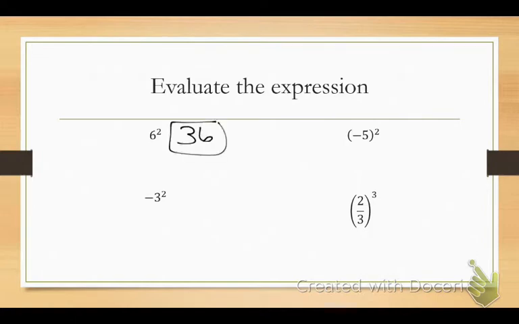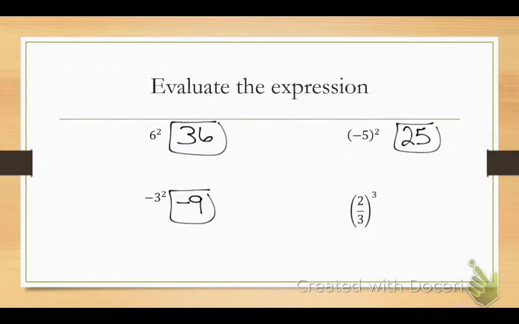Now let's look at the next one down, -3 squared. Something that is very important when there is a negative in the base is: is it in parentheses? Okay? No, it is not. And because it is not in parentheses, that means it's 3 squared, which is 9, and then it's negative. Your answer is -9. Then in the top right, we have a negative base, but this time it is in parentheses. So this would be -5 times -5, which is +25. Do you see the difference?